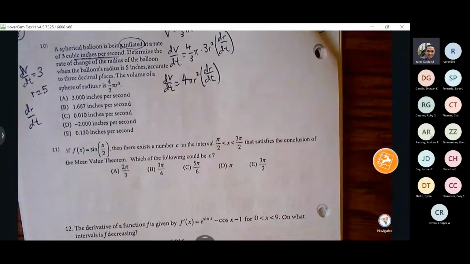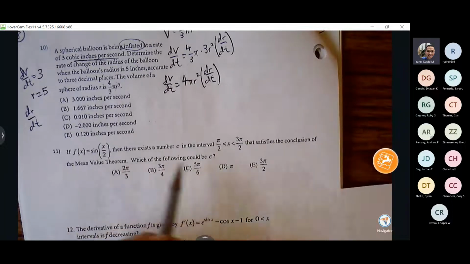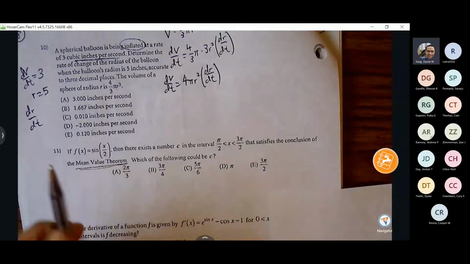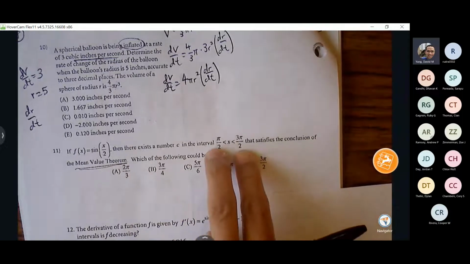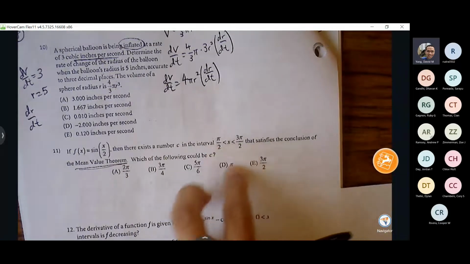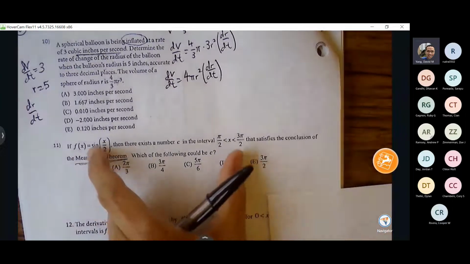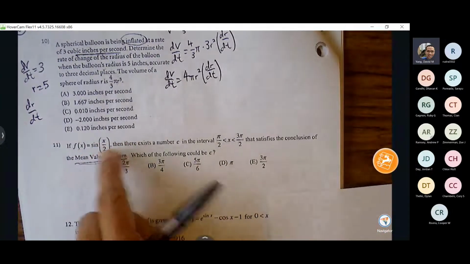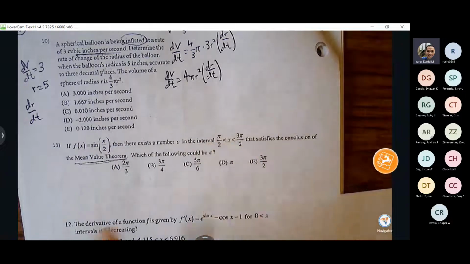All right, number 11. Sine of x over 2, there exists a number that satisfies the conclusion of the mean value theorem. Okay, so we'll step through the mean value theorem, which says I'm going to find the slope between the endpoints, set that slope equal to the derivative and solve for x, and see where on this curve there is a slope that matches the slope between the endpoints.